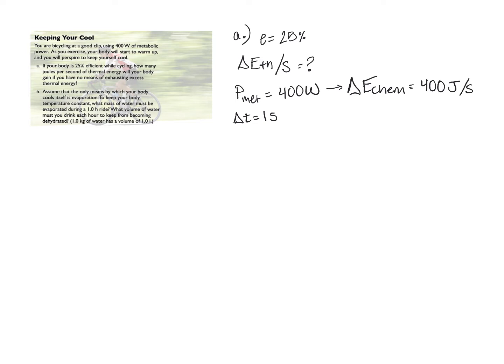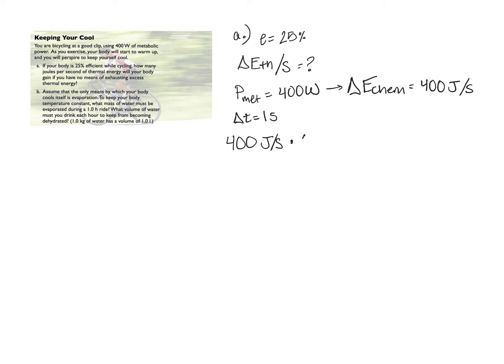Okay, well, we know that humans are only 25% efficient. If they're only 25% efficient, then that means that we're going to have to take this number and we're going to have to multiply it by something, right? If 25% of the energy is going into doing something useful, is going into doing work to move this air, then that must mean that 75% of it goes somewhere else, and that somewhere else is thermal.